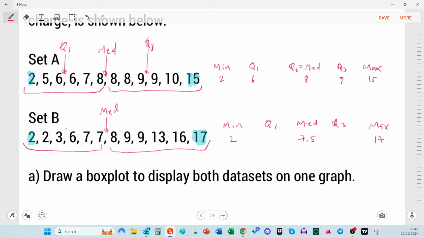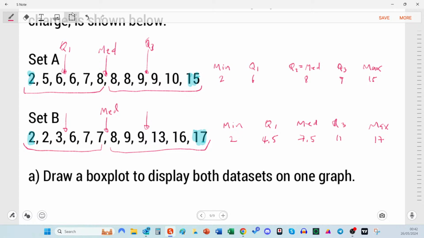The median for the other side is in between 3 and 6. You know what to do. 3 plus 6 is 9, divided by 2, 4.5. And on the right hand side, it's in between 9 and 13. 9 plus 13 is 22, divided by 2 is 11.